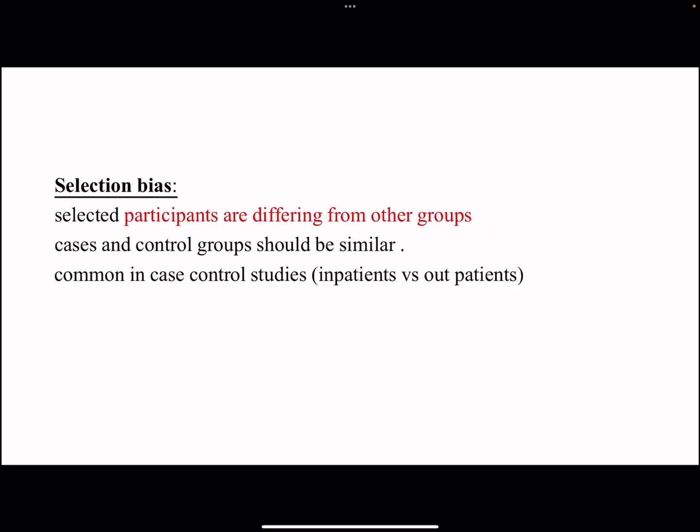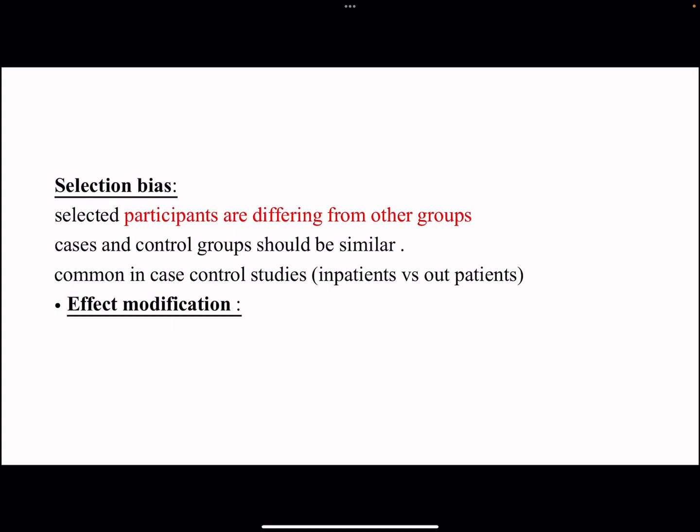Also, we have selection bias, in which we select participants from different groups who are not sharing certain criteria. For example, in case control studies, the participants in the control group and in the cases group should be the same. And this is common among these types of studies. For example, if you involve one group who are inpatients and another group who are outpatients, so to avoid selection bias, we need to choose participants who are comparable or not different.